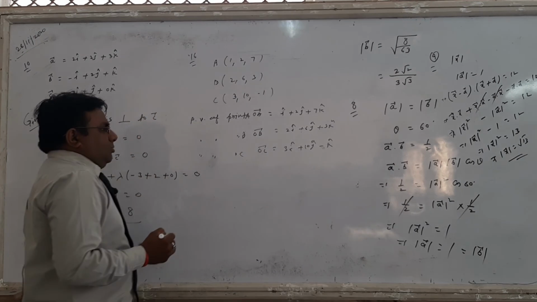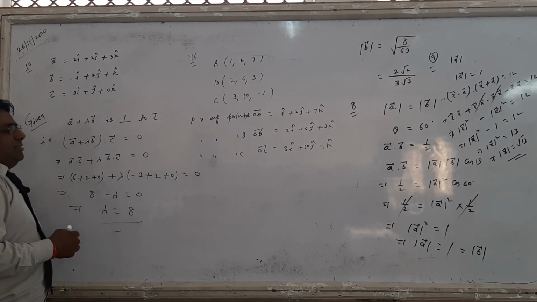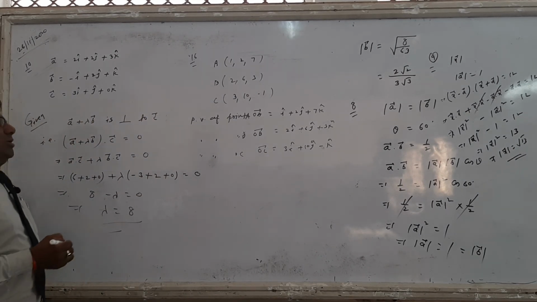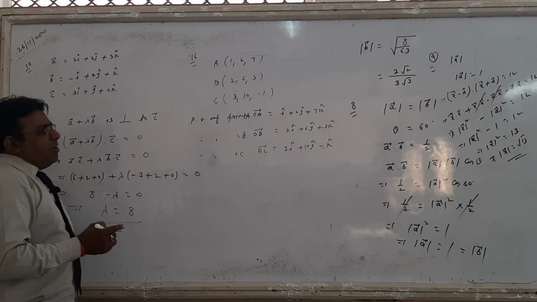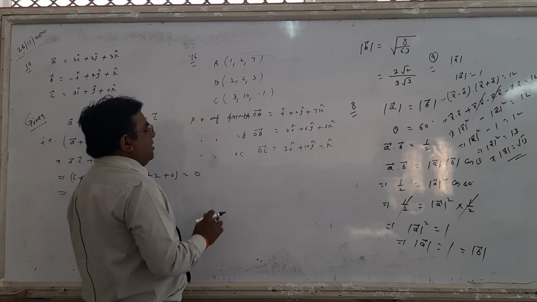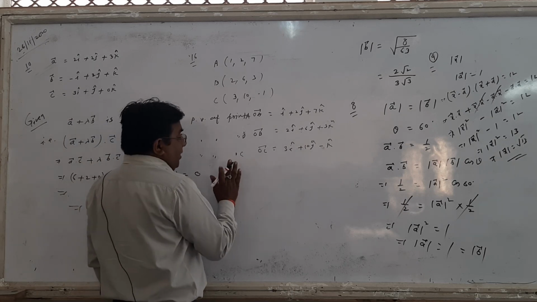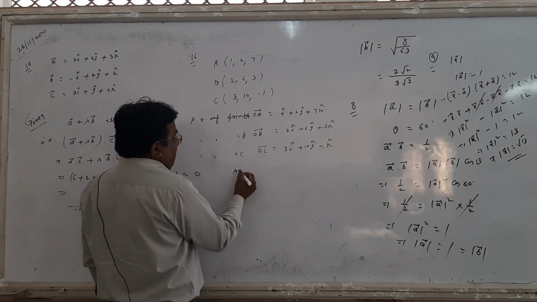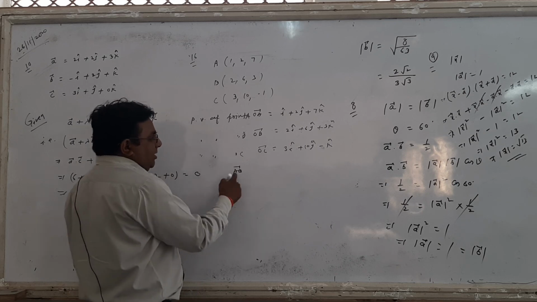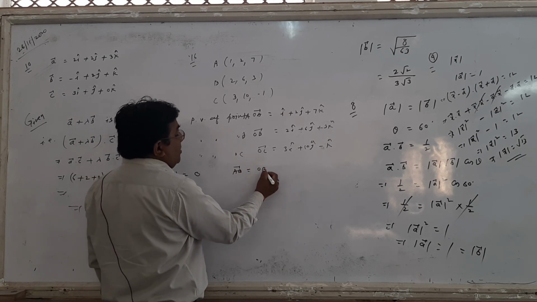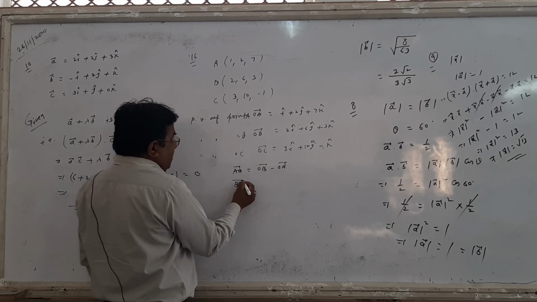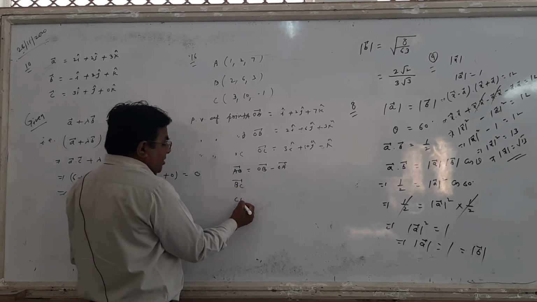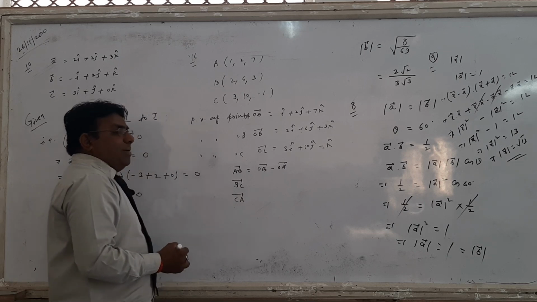So in this question there are two methods. One is the first method, A equals lambda B, and the second is a very simple method for proving 3 points collinear. First, find vector AB. What is vector AB? Vector OB minus vector OA. Second, find vector BC, which is OC minus OB. Third, find vector CA, which is OA minus OC.